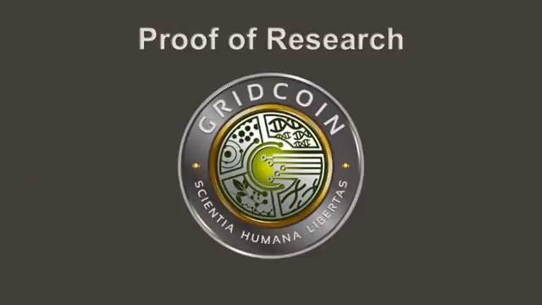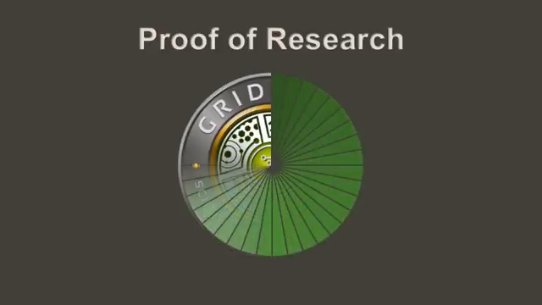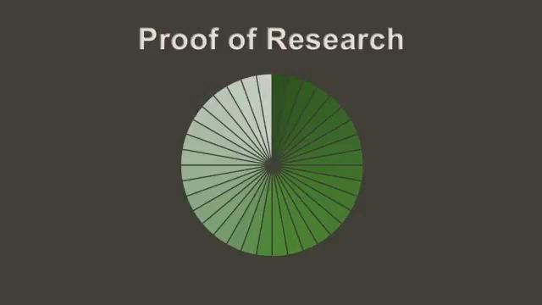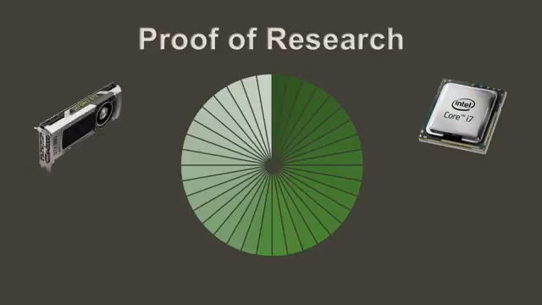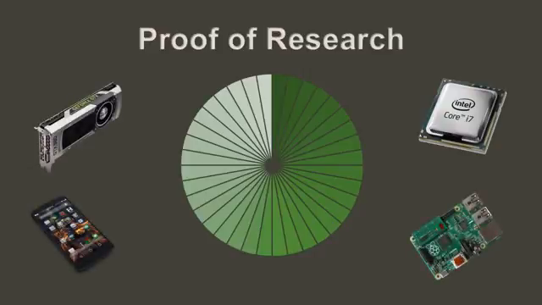Proof of research was developed by Gridcoin. When this video was recorded, Gridcoin was the only cryptocurrency using the proof of research system. At the time, there were 37 projects on the approved list. Different projects use different types of hardware. Some use CPU, some GPU. There are even projects that use your Android phone or support Raspberry Pi. Each project's different, and you can choose projects that best fit your equipment.